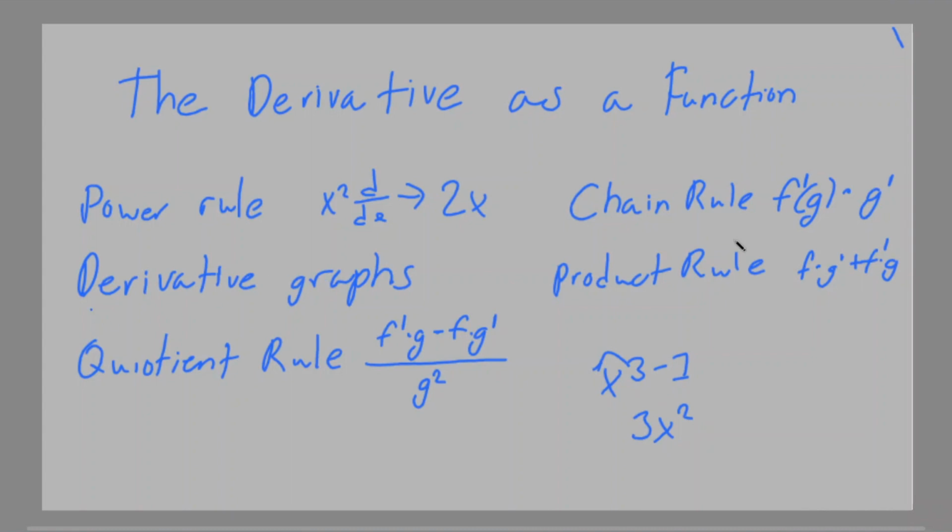We also need to be familiar with what derivative graphs look like, the f prime graph of f of x. We'll get into that through the questions. And we're going to need to know the product rule, which is basically f times g prime plus f prime times g. And then the quotient rule is f prime times g minus f times g prime over g squared.